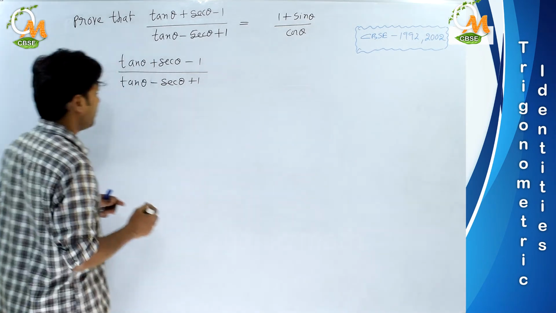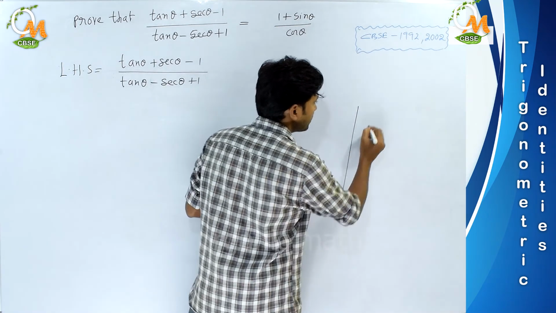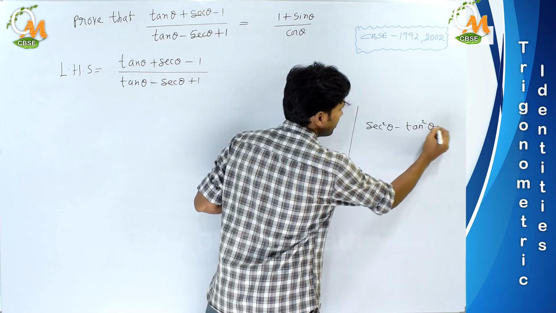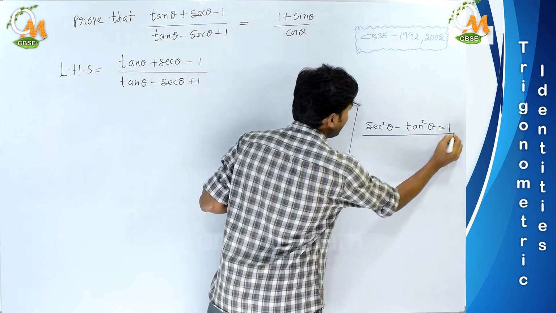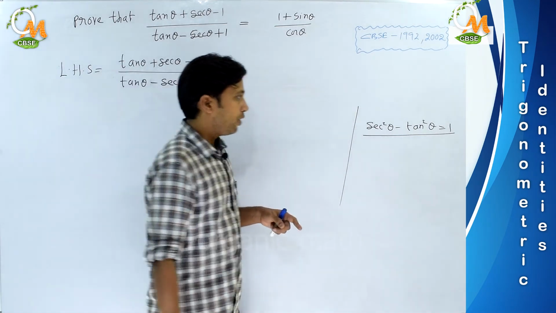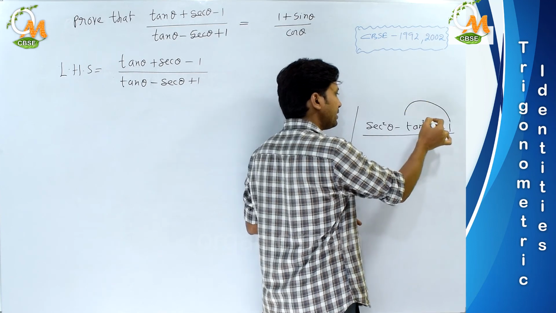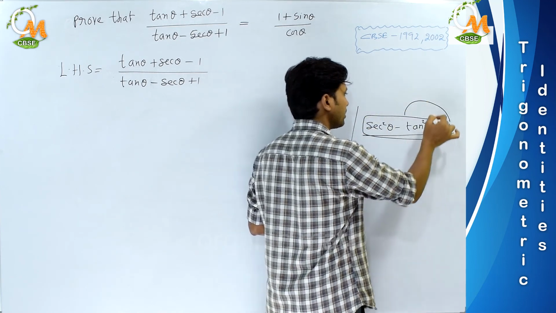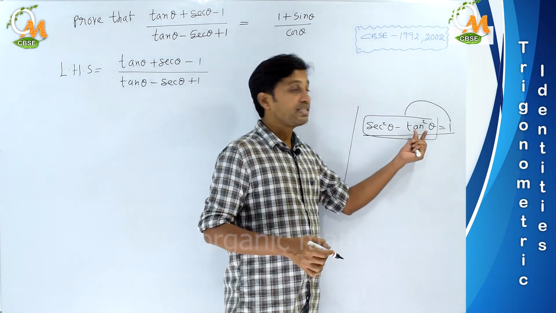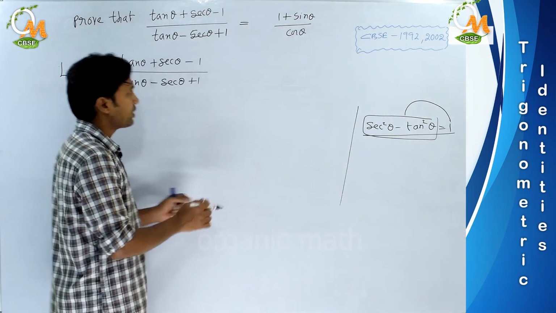Just see here. I just want to take the advantage of secant square theta minus tan square theta equal to 1, which is the second trigonometric identity we proved. Okay, so now in reverse, what can I say? 1 can be substituted by secant square theta minus tan square theta or not? Yes, we can substitute secant square theta minus tan square theta in the place of 1. Got it? So we do the same here also.